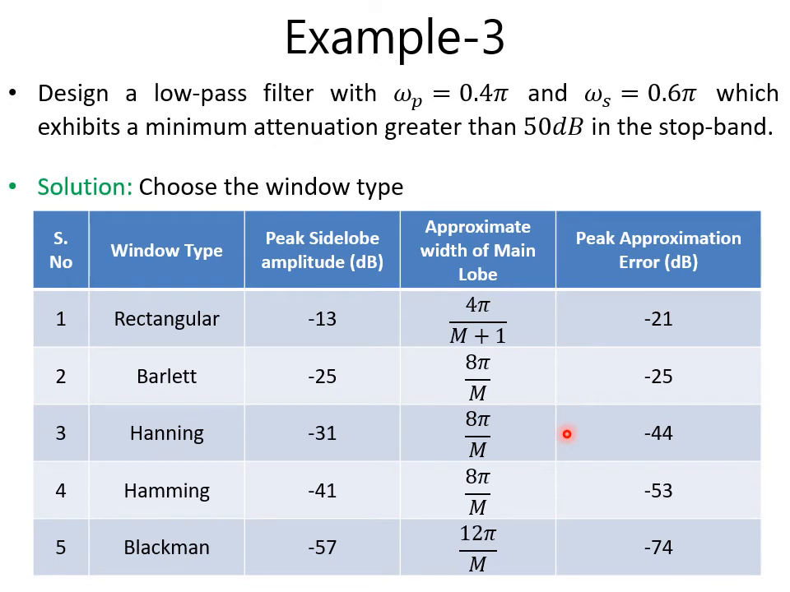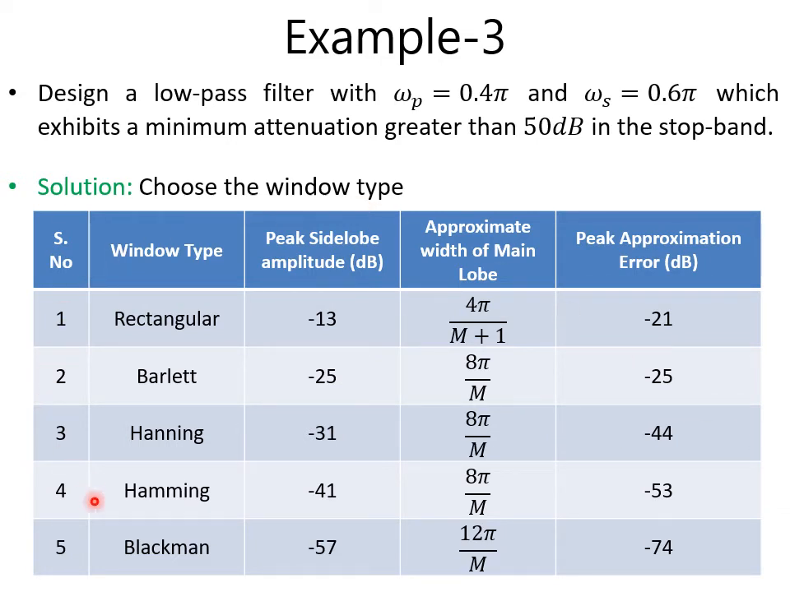Now let us solve a few examples to have a better understanding about the choice of window function and how the filters are designed, not only the low pass filter but also the other types of filters. So first we will start with the design of a low pass filter having pass band frequency 0.4 pi and stop band frequency 0.6 pi, which exhibits a minimum attenuation greater than 50 dB in the stop band.